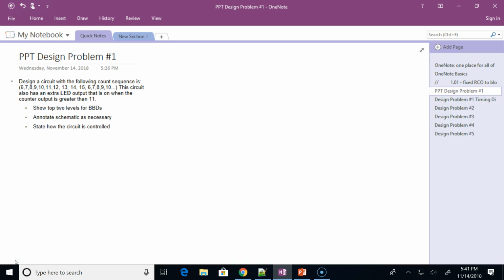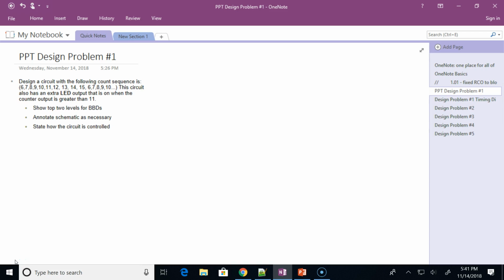So this is the first problem in the counter chapter, and it's some type of counter problem. I know we're moving towards using state machines to control circuits and things like counters, but this is not really a control problem. This is a straight counter problem. If you look at this counter, it's counting 6, 7, 8, 9, 10, 11, 12, 13, 14, 15, and it starts back at 6.